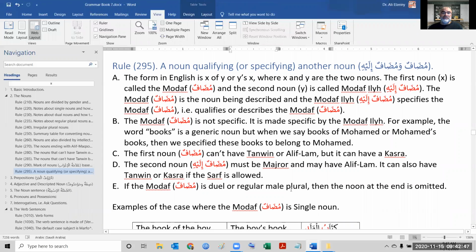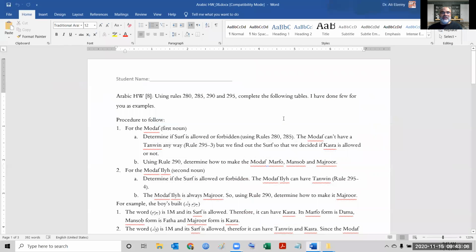This structure is very common. You can't read one paragraph without seeing cases of two nouns, one specifying the other. So this structure is really very common in the Arabic language. So now let's move to the homework. Okay, the homework about this subject is here.